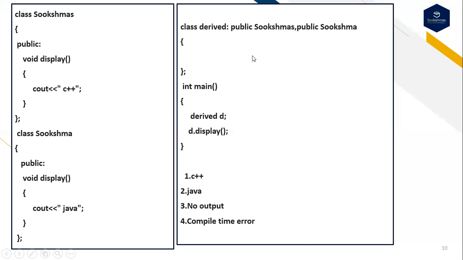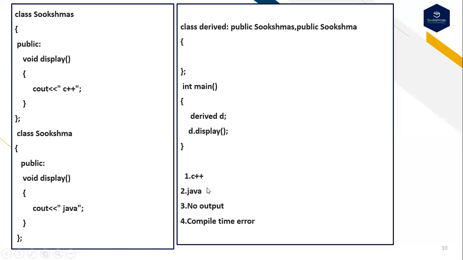Here I'm not implementing anything, and execution of the program begins from the main. I have created the object for the derived. With the help of the derived, I'm trying to call the display. Now, if I call the display, the compiler gets confused whether to invoke the function present in the Sookshmas class or the function present in the Sookshma class. So the compiler will get a confusion.